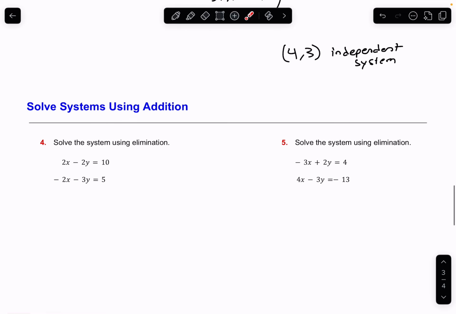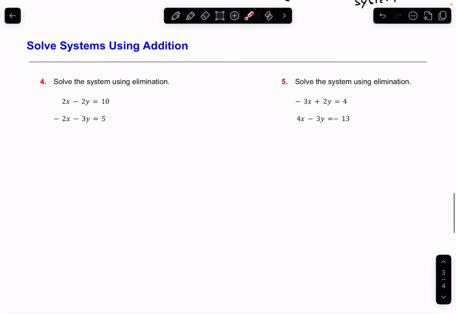All right, so that was substitution. Now we're going to solve two problems using addition. Addition is used to add the two equations together to get a variable to cancel out. The first one here, number 4, is going to be a lot easier than the second one because things already line up. So if you're thinking number 4 seems too easy, number 5 will take it up a notch, and we'll do a little explanation there.